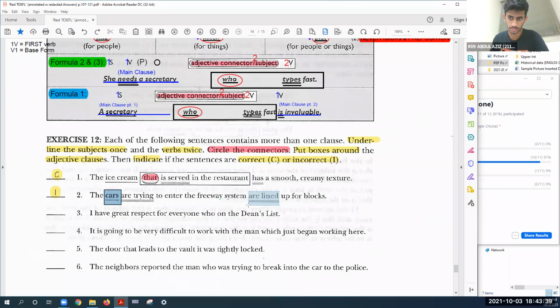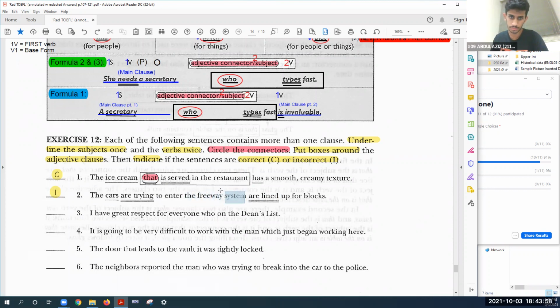Are lined. Okay. Are lined. Now, is this singular or plural? Plural. Does it match? Are. Yes, it matches this.